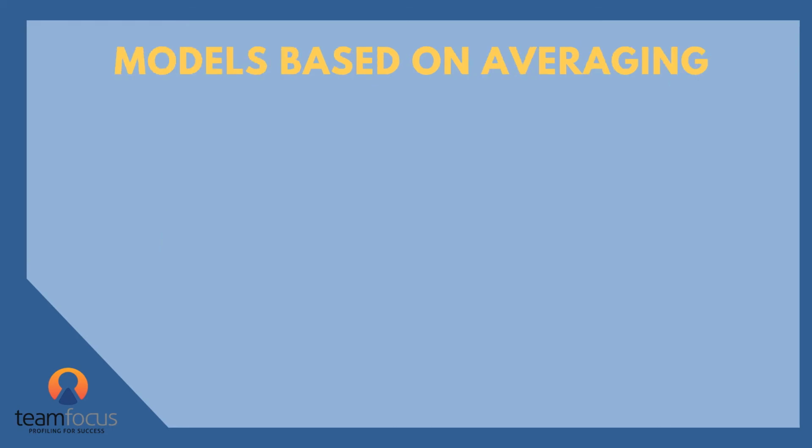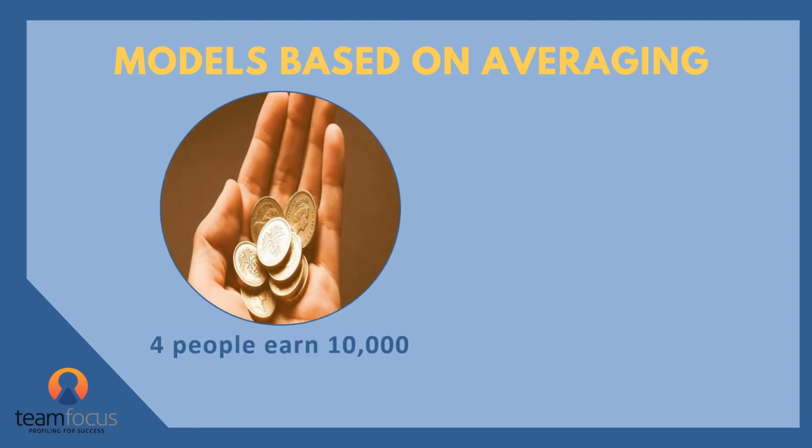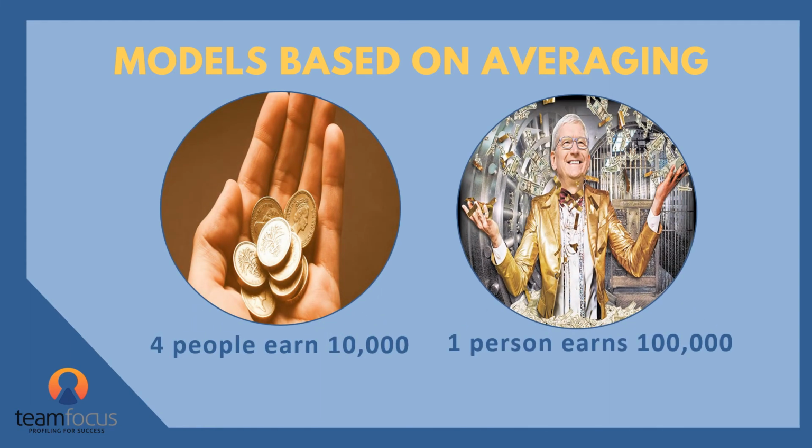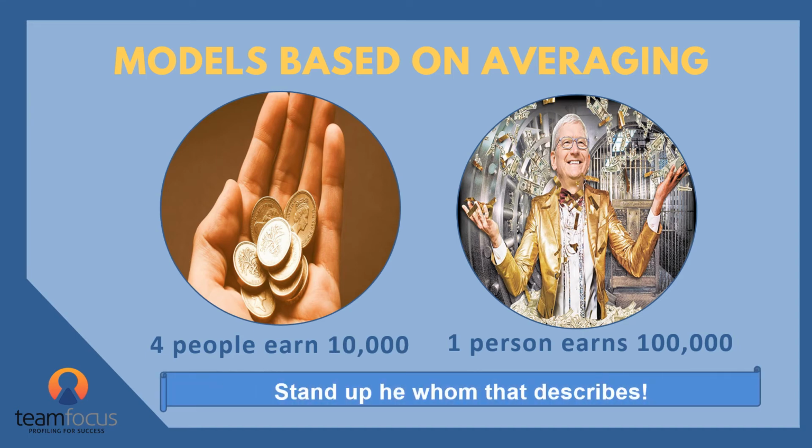So the fundamental reason for developing TDI is to properly recognize that we are made up of many parts, and traditional approaches rely too much on averaging. I mean, consider 5 people in a room. 4 of them earn 10,000 units, and 1, our billionaire, earns 100,000. Average earnings are, therefore, 28,000. Stand up he whom that best describes. None of them.